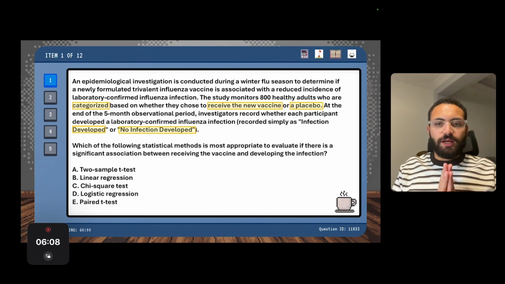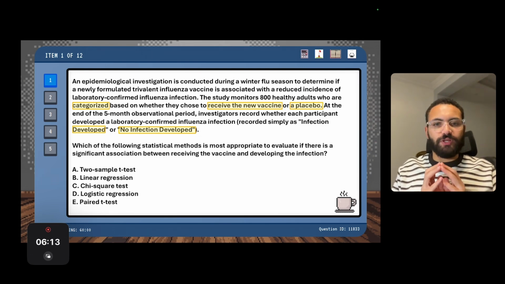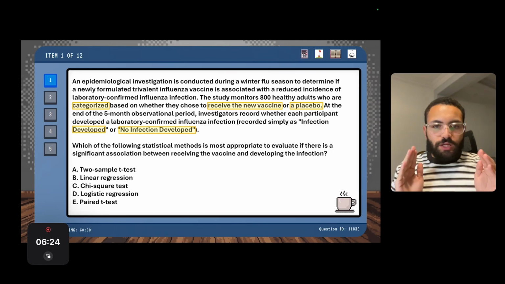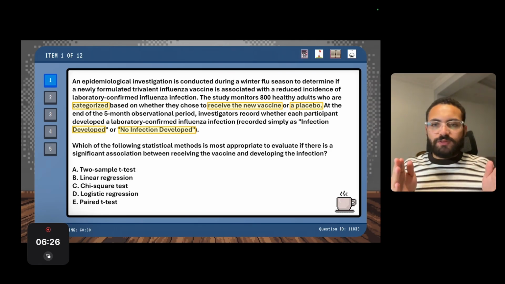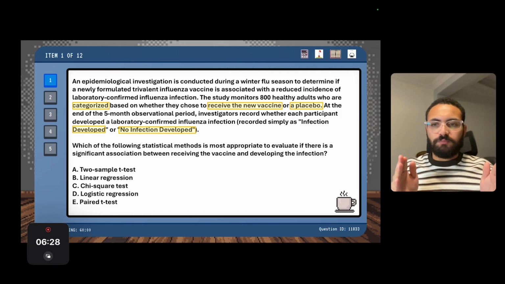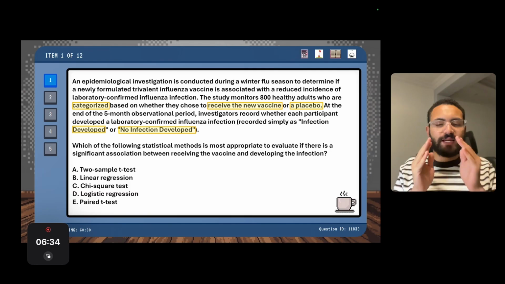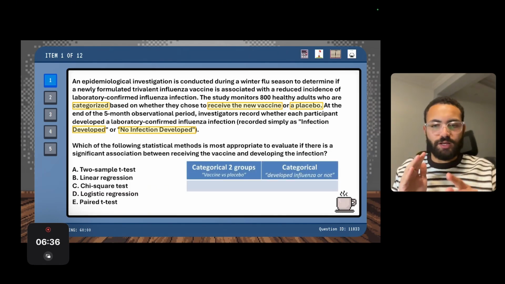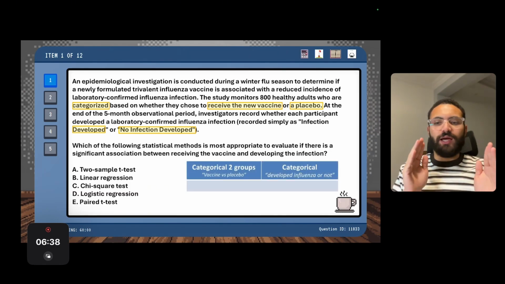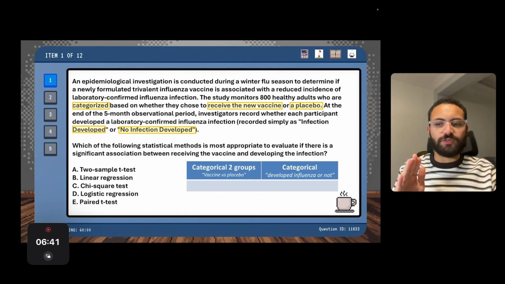The last question. An epidemiological investigation is conducted during the winter flu season to evaluate a newly formulated trivalent influenza vaccine. They assign the groups to receive the new vaccine or another to have a placebo. And then after the 5 months, they are going to record whether each participant has developed the influenza or not. So it's a category versus a category. It's a vaccine versus placebo, and who developed the influenza or not. So we are going to use the chi-square test.